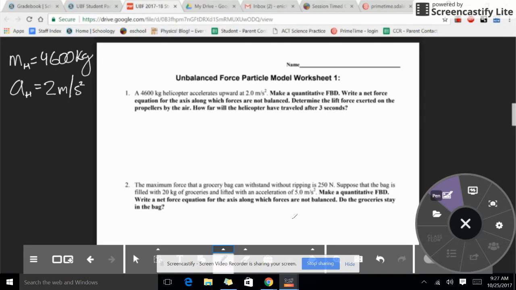Let's make our quantitative FBD. So here's my dot representing all of the mass of the helicopter shrunk down to a single point. And we have the force due to gravity. Okay, and we also have, trying to make this arrow look a little longer, force of lift. The reason I'm going to make that arrow a little longer is because we are already told that there is an acceleration upward, so it needs to be unbalanced in that direction. Fantastic. Let's go on and figure out the net force equation.